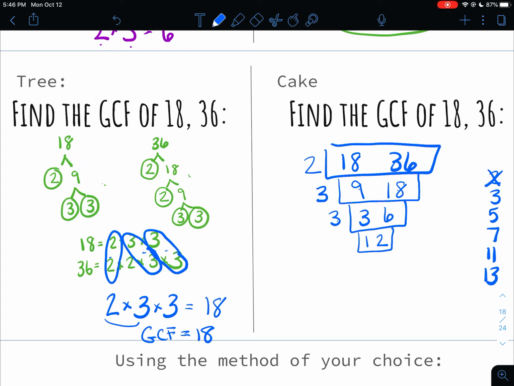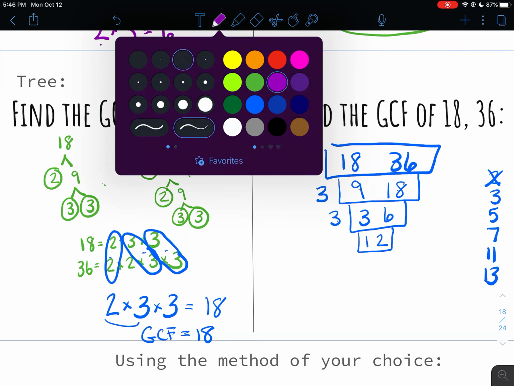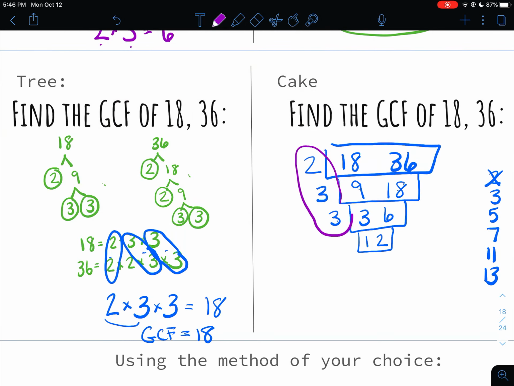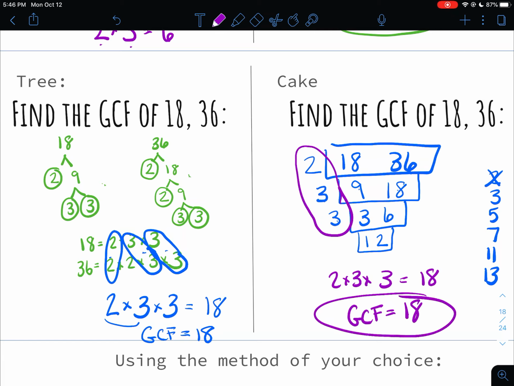So 1 only has a factor of 1, and 2 only has a factor of 1 and itself, 2. So we cannot pull out another prime number, okay? Therefore, we are done with our cake, and we look to the numbers on the side, and we multiply. 2 times 3 times 3 is 18. So our greatest common factor equals 18. Make sure you copy those down if you haven't already.